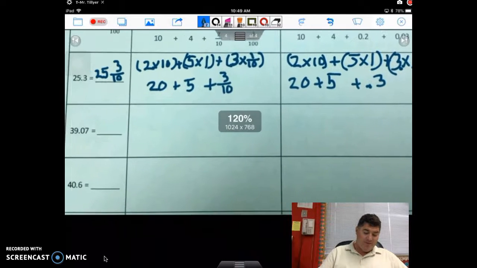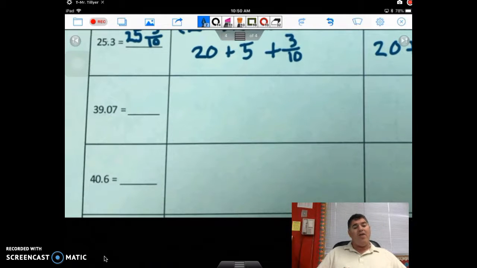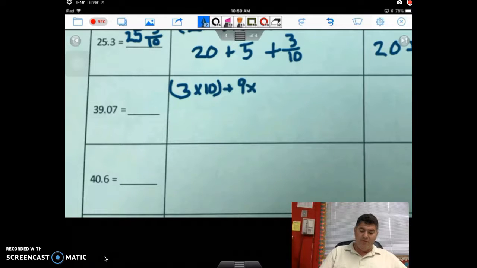A little bit confusing. This one might be a little more, so you can see it. Okay, so 39 and 7/100. So we'd say 3 times 10, and then 9 times 1, and then 7 times 1/100. Because that's 7's in the hundredth digit, hundredths place.